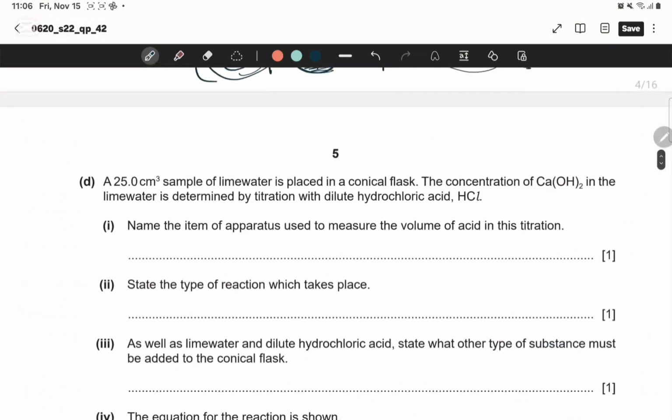A 25 centimeters cubed sample of lime water is placed in a conical flask. The concentration of Ca(OH)2 in the lime water is determined by titration with dilute hydrochloric acid, HCl. Name the item of apparatus used to measure the volume of acid in this titration. If you remember when I said 5 centimeters cubed, 15 centimeters cubed, 25 centimeters cubed, and 50 centimeters cubed, you can measure all these volumes using a burette. So the answer is burette.